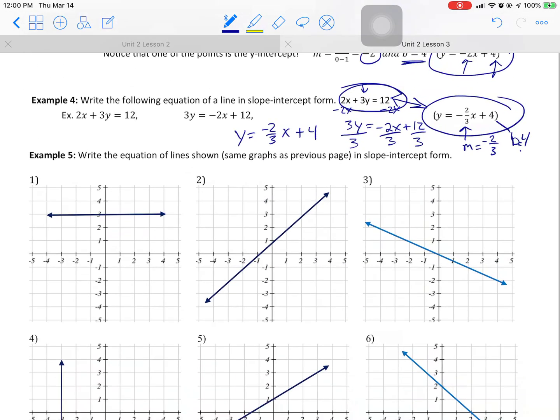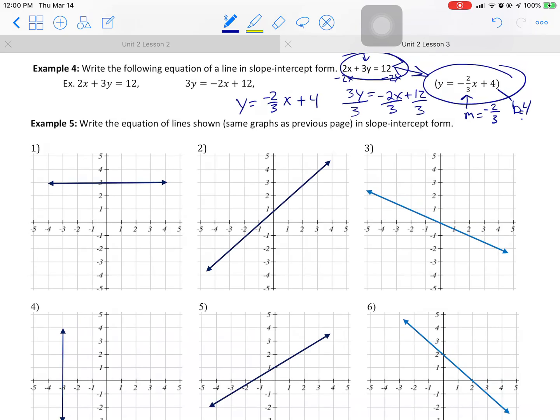Okay, so to write the equations of the lines, this is going to take a long time. So I'm going to stop here and then add this to the practice. Okay.